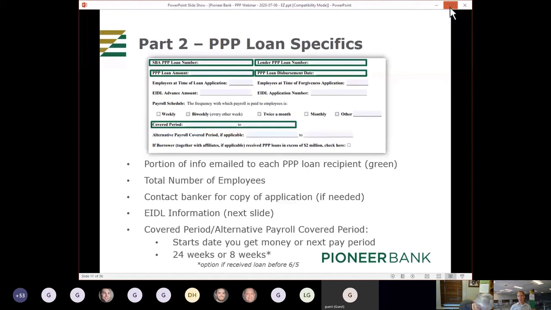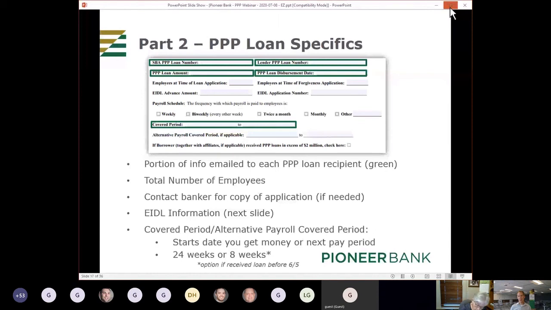That did change partway through. About a month or so ago, they passed the Paycheck Protection Flexibility Act, which changed that covered period from 8 weeks to now 24 weeks. So 24 weeks is now the standard. However, if you received a loan before June 5th, which is when that act started, you have the option to choose to do an 8-week covered period if you choose. Again, that's up to you, and it only applies for people who received their loan before June 5th.